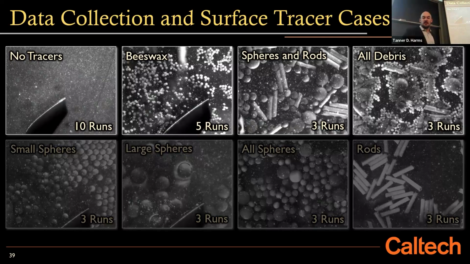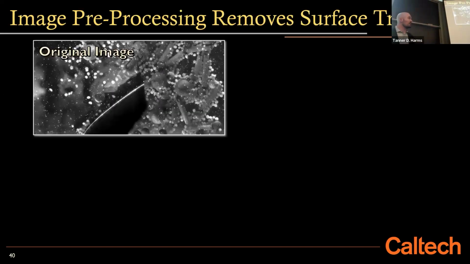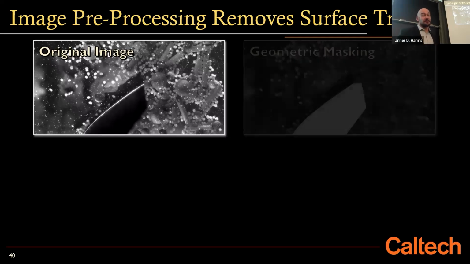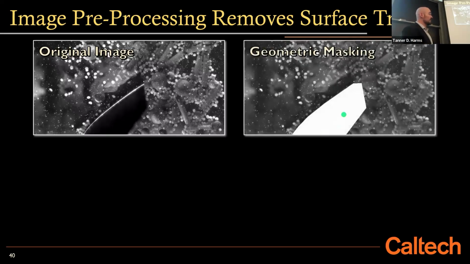Now, if we're going to perform PIV on data that looks like this, we need to remove the surface tracers so that we can get a good representation of the flow beneath the surface. This can be done using standard techniques from image analysis. The first thing we do is apply a geometric mask to get rid of our solid object in the flow. This is our airfoil. We just remove it with a mask.